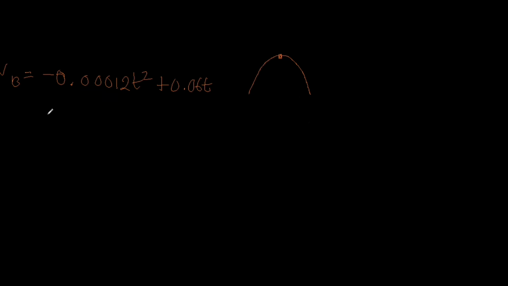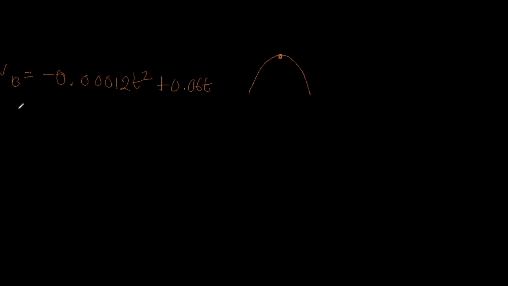I have a playlist on this in Pure Maths. If you've forgotten how to do that, go check out the playlist. But basically there are two ways. The first one is whenever you want to find the maximum point or the minimum point of a parabola, you simply complete the square. The second method is you differentiate this, you equate it to 0, you find the value of t, and so on. But I'm going to go for the easier way, which is to complete the square.